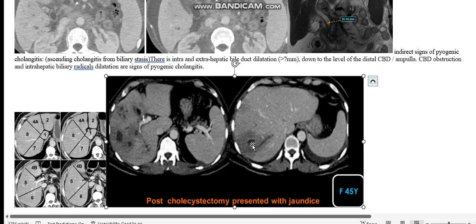These abscesses are the cause of the portal vein thrombosis. That's why I mentioned if you see portal vein thrombosis, look for hepatic abscess as a cause. And these lesions tend to involve the dome of the liver. I can see 1, I can see the caudate, so this is 2 and 4A, and this is 8 and this is 7.